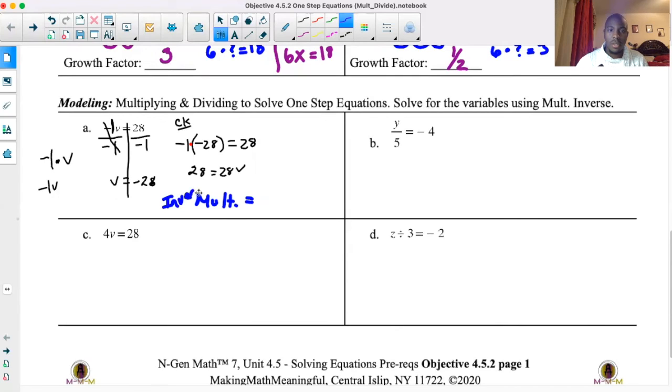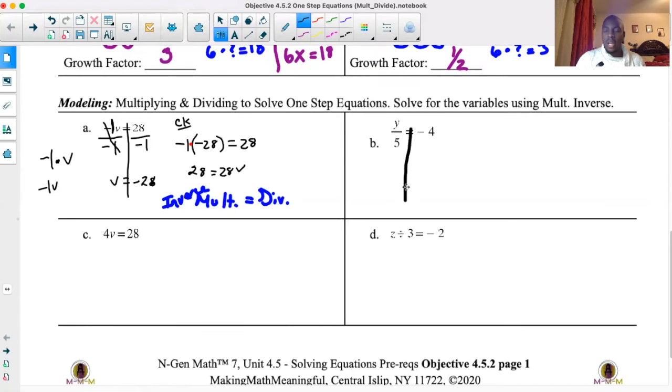This is inverse, right? Multiplication, we know that's division, okay? Let's quickly do some more of these. Y divided by 5 is equal to -4. As usual, first thing I'm going to do is start by drawing a line down the equal sign. This is to separate them to make me realize that these two are two equivalent expressions, okay?